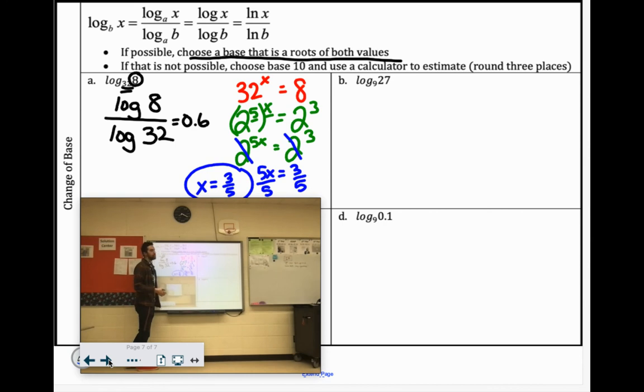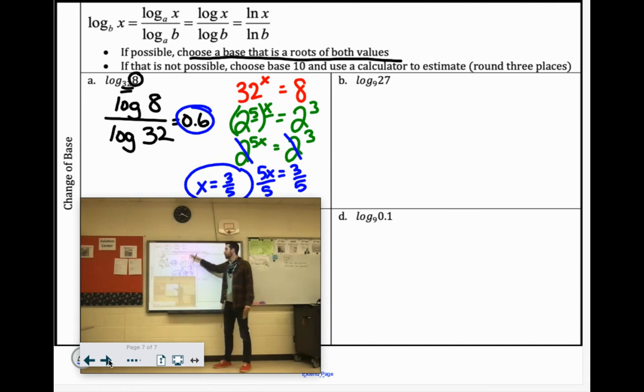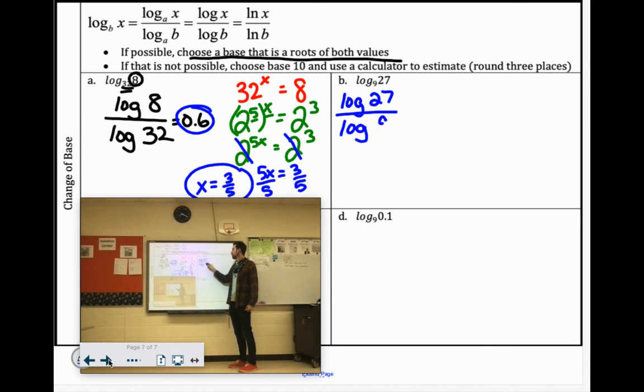If you do 3/5 in your calculator, it tells you it's 0.6. So it's fine, it comes out the same way. But this is the better way to do it if you can, and you're not always going to be able to do that. So again, if we were doing the change of base formula on B, we would say log of 27 over log of 9. Both of those have a base of 10.